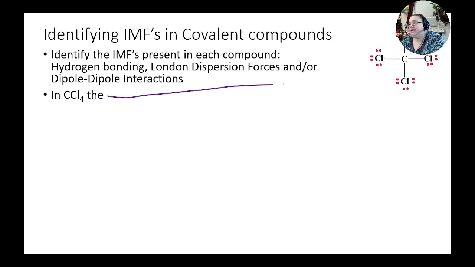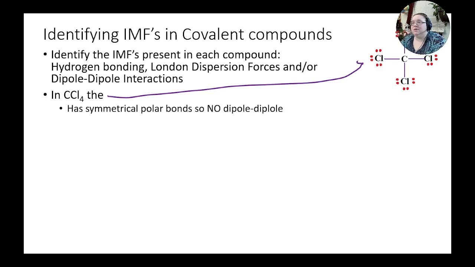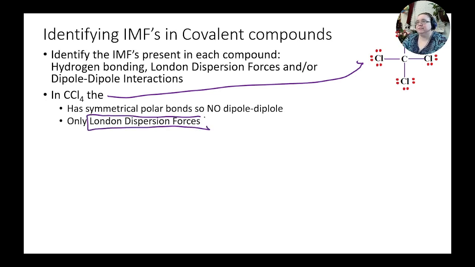But CCl4, that's what it looks like. What are the IMFs that are present in it? Well, there are no ions, so ion-dipole, gone. There's no hydrogen, so there can't be hydrogen bonding. Dipole? Well, yes, carbon and chlorine, that is a polar bond, but it's symmetrical because carbon's attached to all four. So because it is a symmetrical polar bond, there's no dipole. The only thing this has is London dispersion forces.